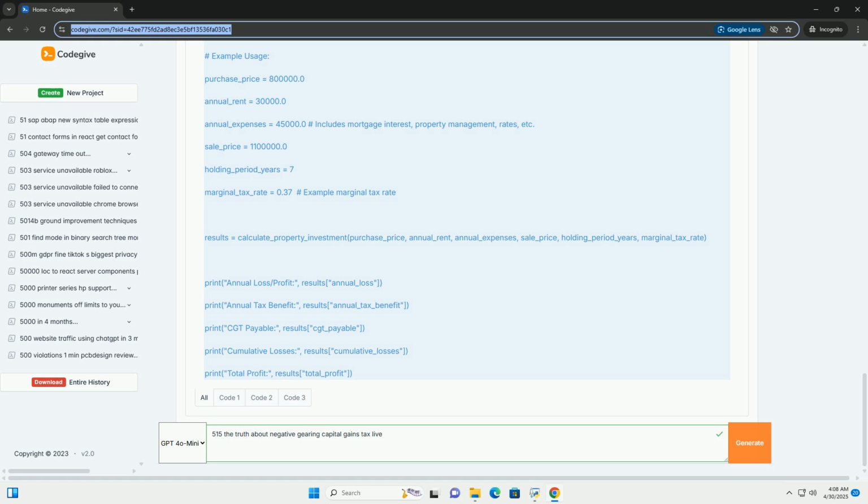4. Code examples, Python. Let's create a simplified Python example to illustrate the calculations. Keep in mind that this is a simplified model and doesn't account for all possible real-world complexities.